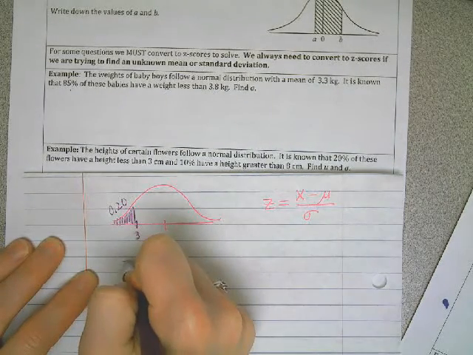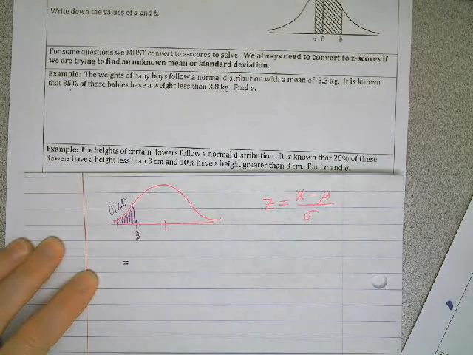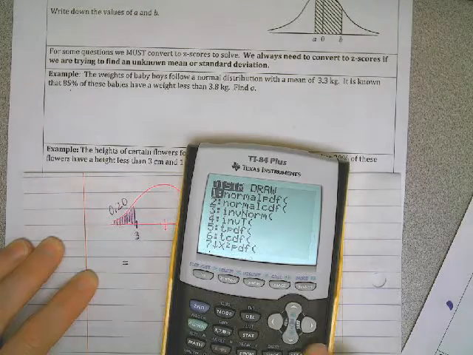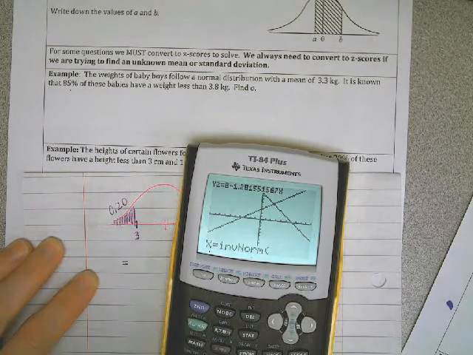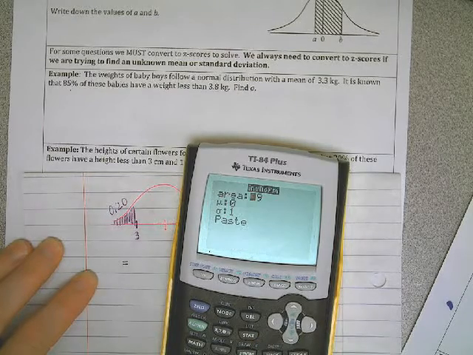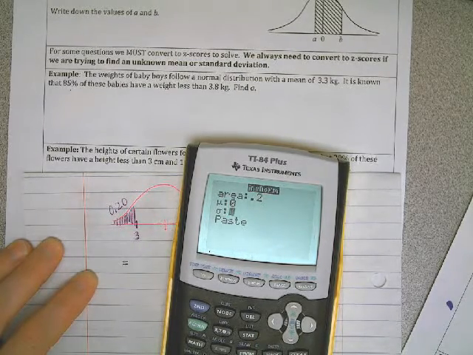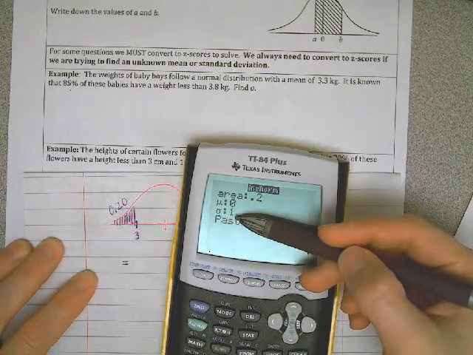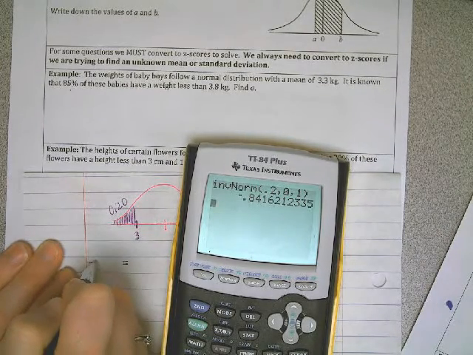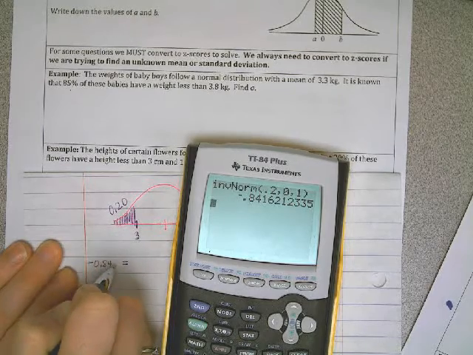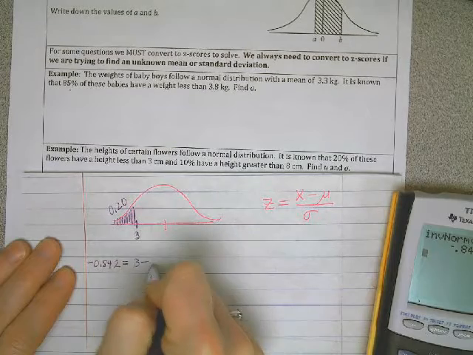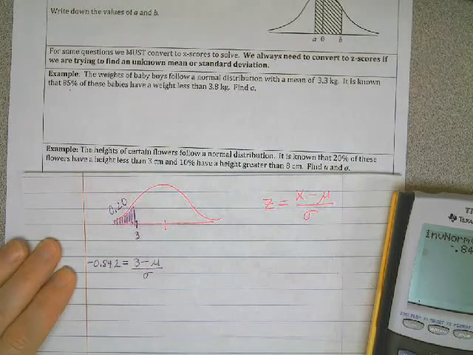I'm going to use my inverse norm. I'm going to type in 0.2, and I know that my mean is 0 and standard deviation is 1 because I'm going to a z-score. So I'm going to round negative 0.842. That's my z-score, and I know that works for 3 minus the mean over standard deviation.